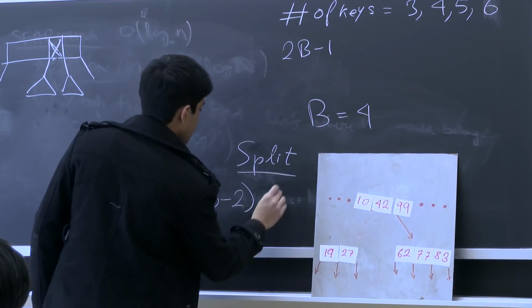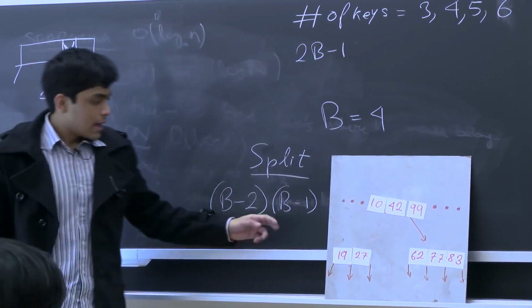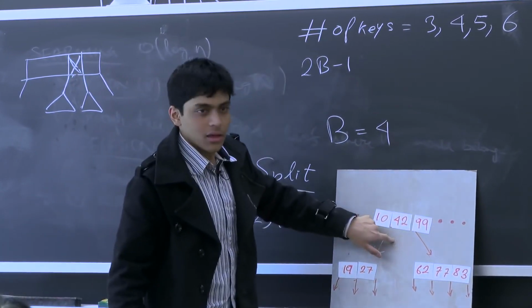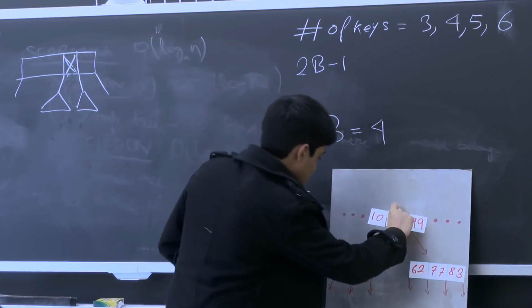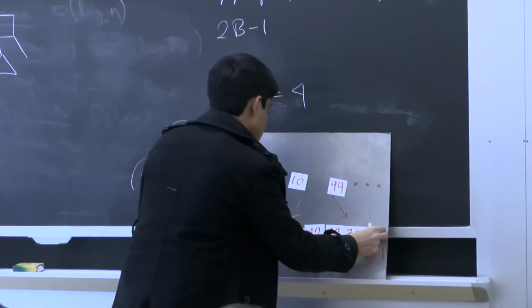And here you have b minus 1, and you get 2b minus 3. Well, you get another element. You also take the parent. So how do you do the merge? I'm just going to show you the merge first. The way you do it is you move the parent down and you merge these two.